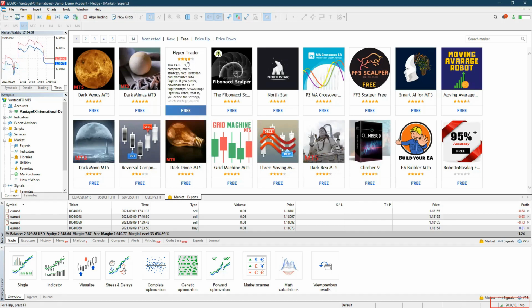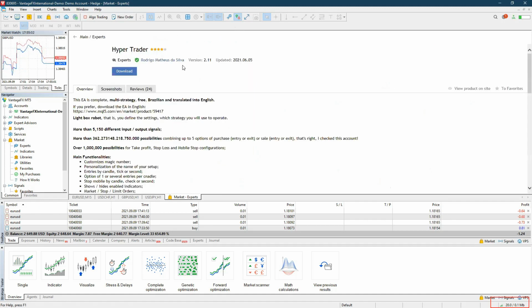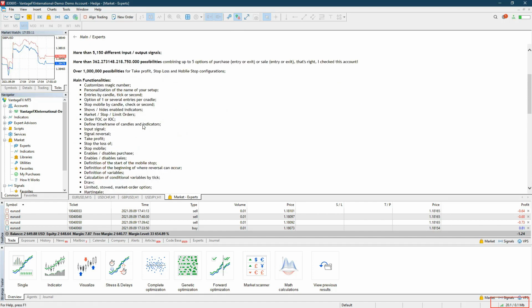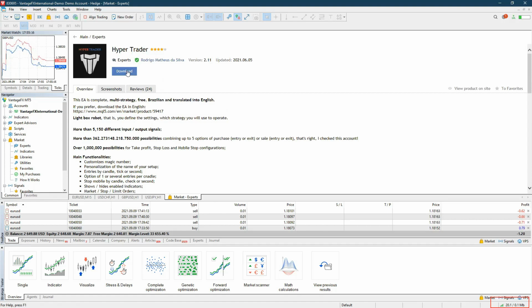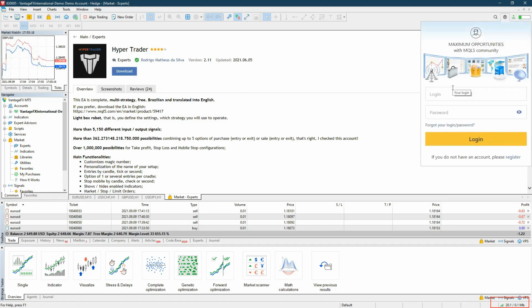So let's just click on this one. This gives you a description about the expert advisor. You can see some reviews here and all that. If you are okay with this, then you could just download. Now you'd have to log in, so you have to create an account with the MQL5 community. After you log in, you'll be able to download the expert advisor. I don't have my login now, so I'll not log in.